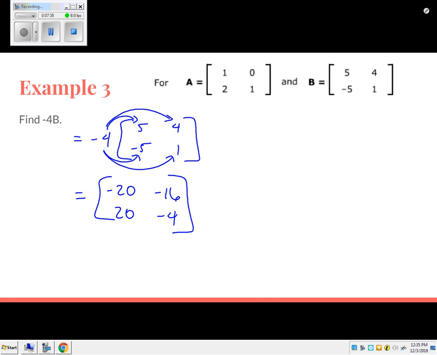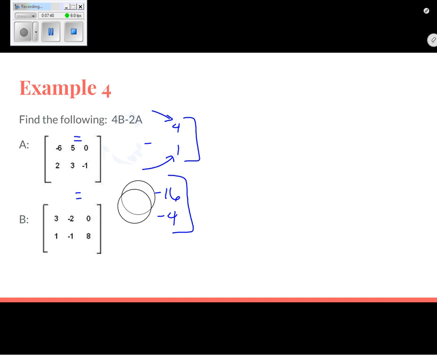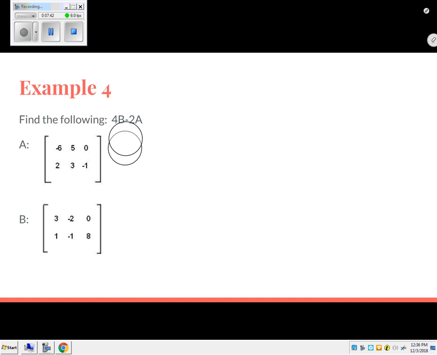What I like to do, and what you're probably going to see on the assessments from me, is a mixture of the two. So if I'm looking to find the following, 4b minus 2a, I still want to obey the order of operations. If I see parentheses in there, I want to do them first, and I want to do any multiplication before I do any addition or subtraction. So my scalar multiplication will be one of the first things I do if I don't see any parentheses. So on this one, it says take 4 times b.